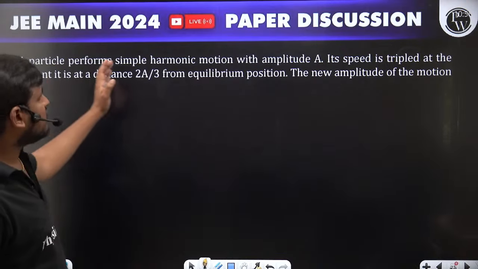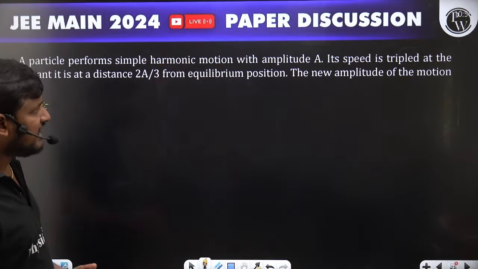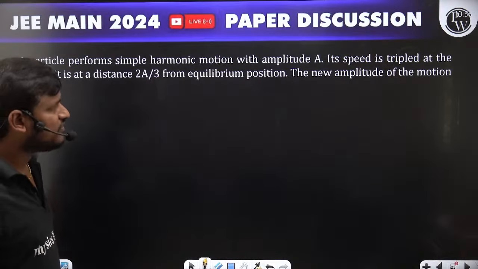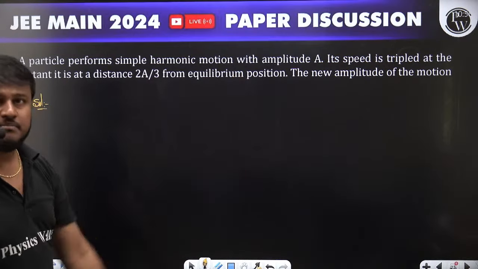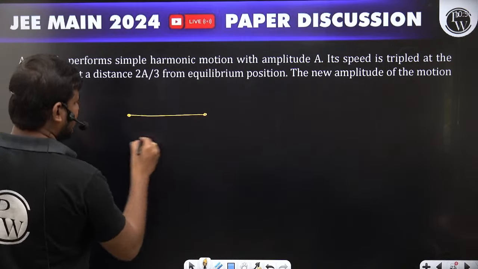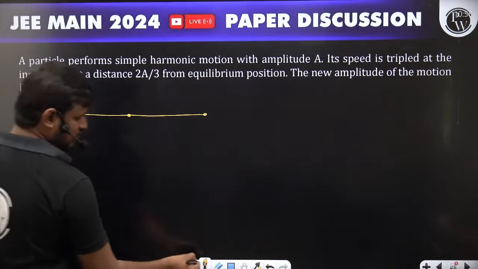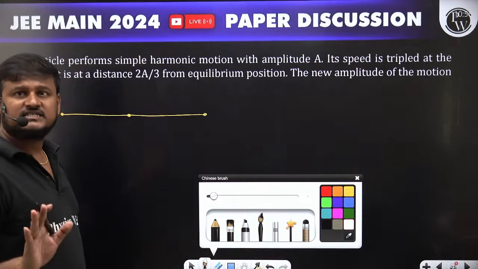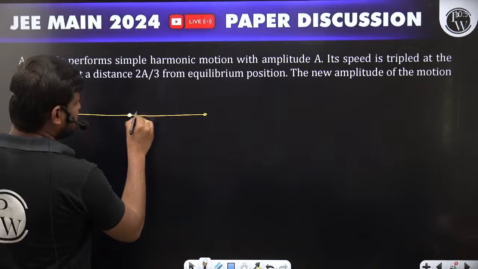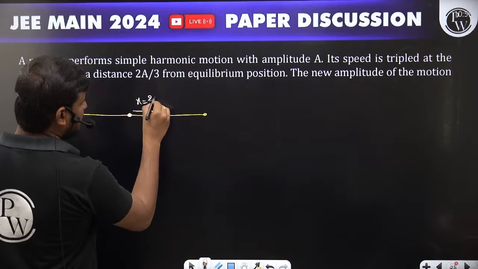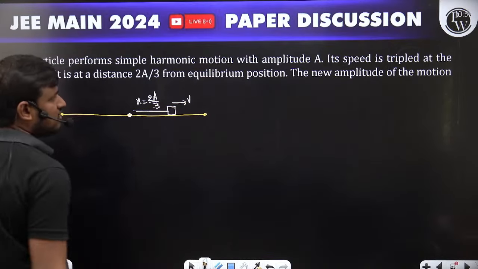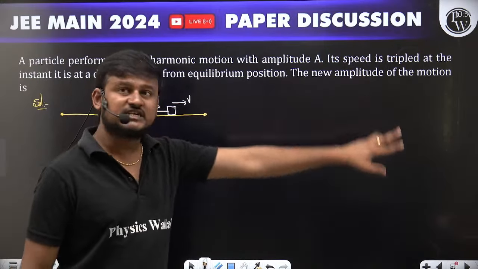So a particle performs simple harmonic motion with amplitude A. Its speed is tripled at the instant it is at a distance 2A by 3 from the equilibrium position. So the new amplitude of the motion will be, see here, this is the mean position, the right extreme and the left extreme. So let's suppose the SHM is performed from the mean position. At some distance x equals 2A by 3, let's say the particle initially has the velocity v. After that, its speed is tripled.